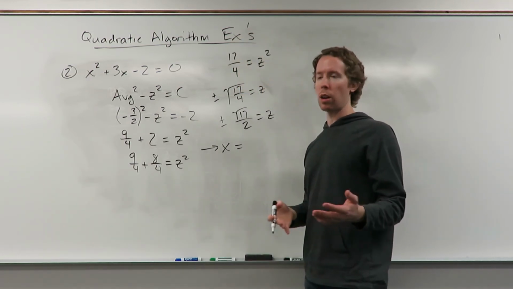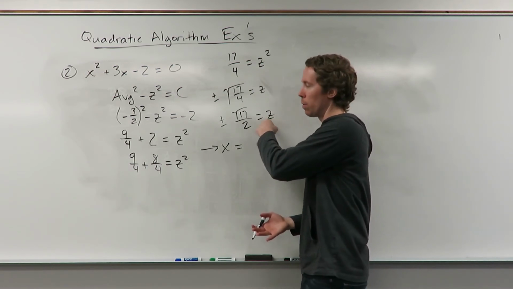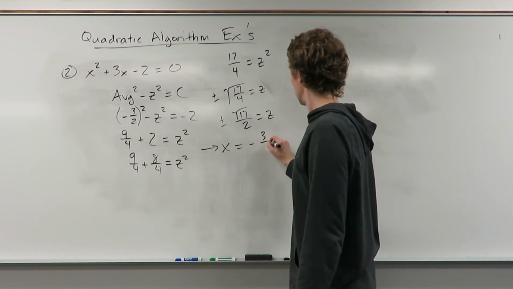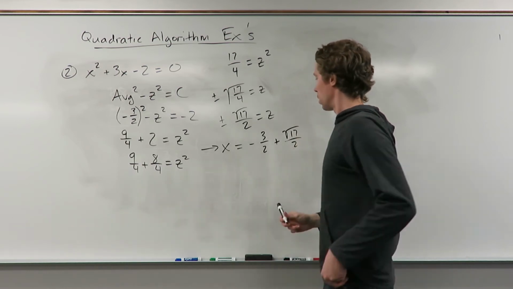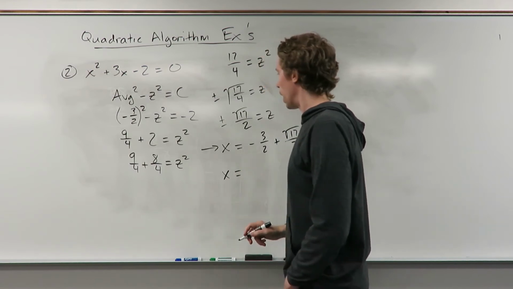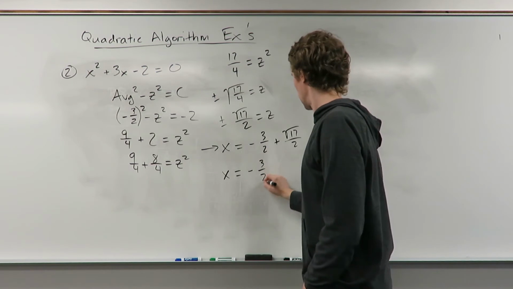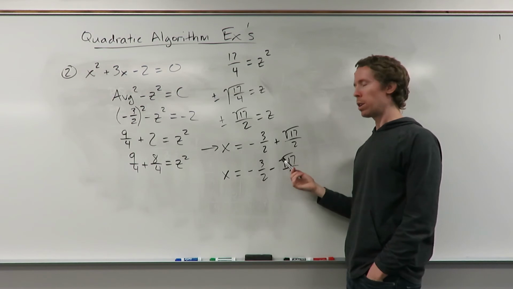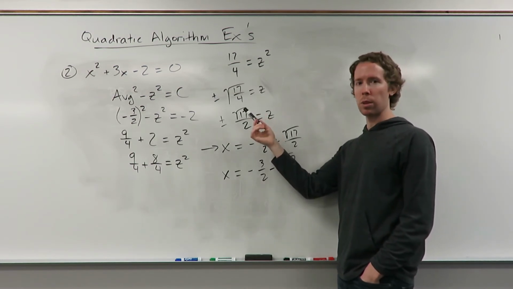The solution that we've been calling R, remember, was the average plus z. And we found the average to be -3/2. And then the other one, S, was the average minus z. So there it is. Pretty easy to do this once you're familiar with the algorithm.